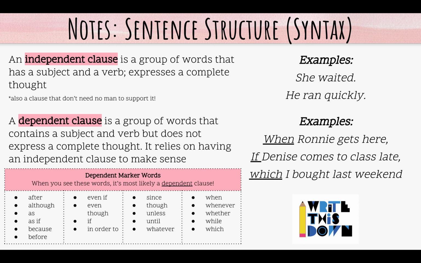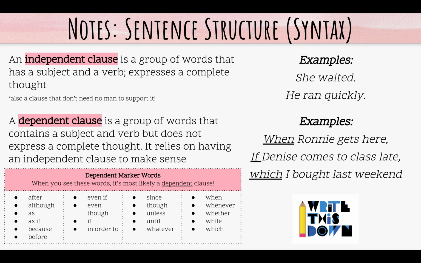The second example says he ran quickly. Okay, so he is the subject, ran is the verb, and quickly in this case is an adverb. It just describes how he ran. On the other hand, a dependent clause is a group of words that contains a subject and a verb, but it doesn't express a complete thought. So it relies on having an independent clause in order for it to make sense.